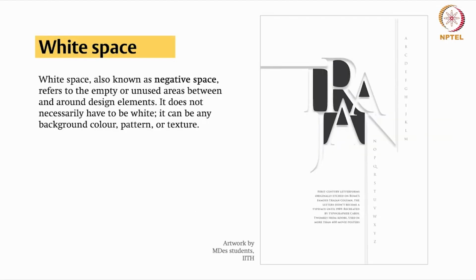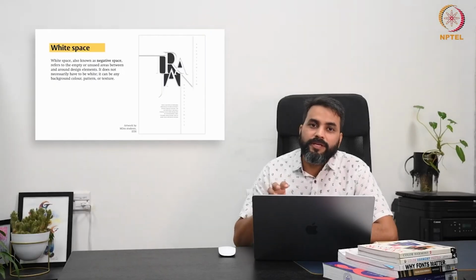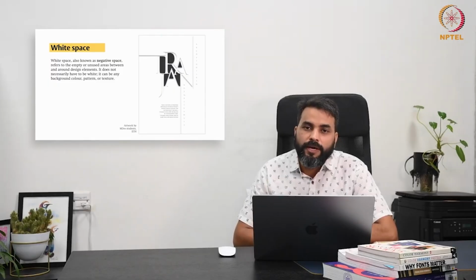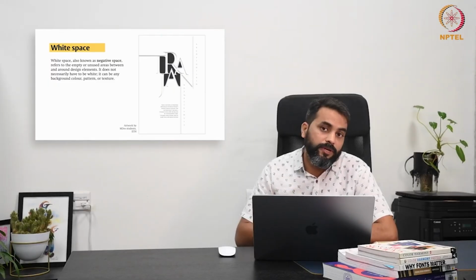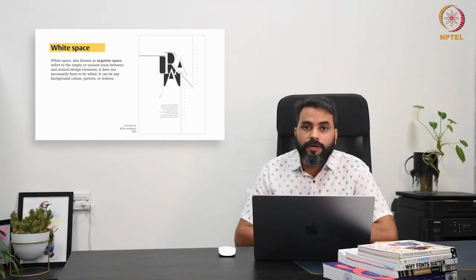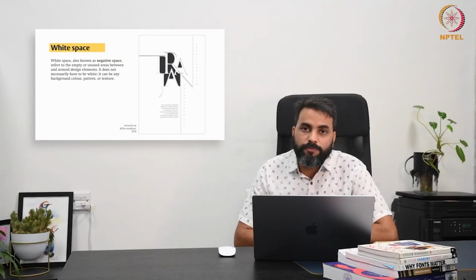Another important typographic principle is playing with white space. White space, also known as negative space, refers to the empty or unused area between and around the design elements. It does not necessarily have to be white. It can be any background color, pattern or texture. White space provides breathing room for visual elements, and I'm sure Saurav has already discussed this in the module on design principles.